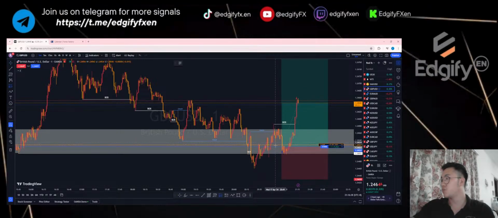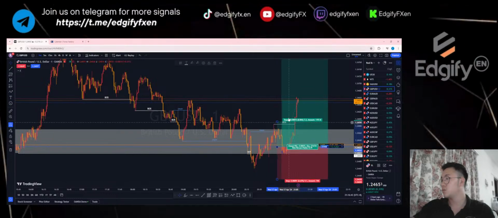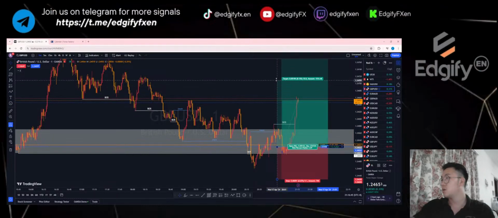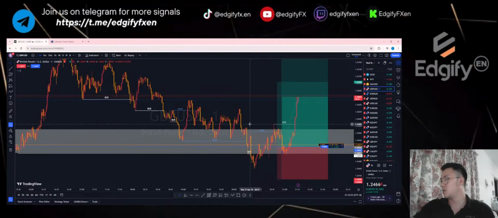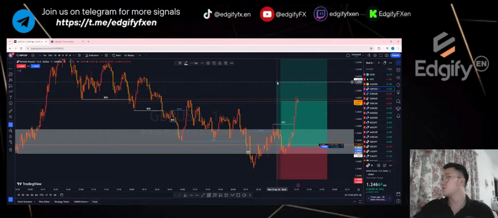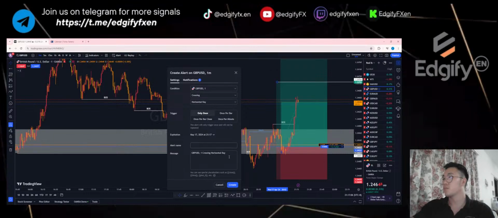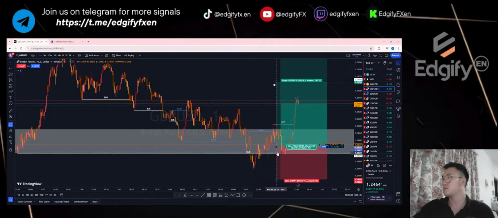Let's see the risk to reward at 1 to 2. 1 to 2 would be somewhere here. At this level, I will take a little bit more partial, which is at 1.24704. At this level, I will start to take a little bit more partials. I'm going to set an alert.